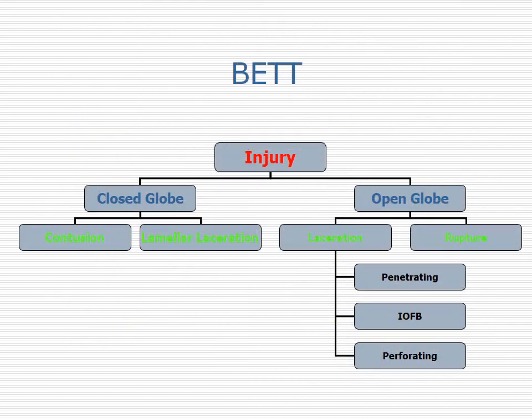We have the Birmingham eye trauma terminology. We have injuries. The eye injury is either open globe or closed globe. The closed globe injury is further classified into contusion and lamellar laceration. The open globe injuries are further subdivided into laceration and rupture. The laceration includes penetration, perforation, and intraocular foreign body.